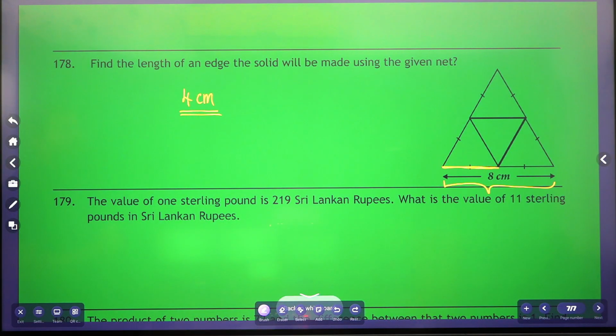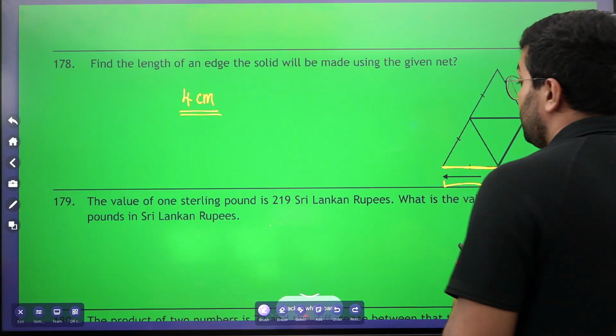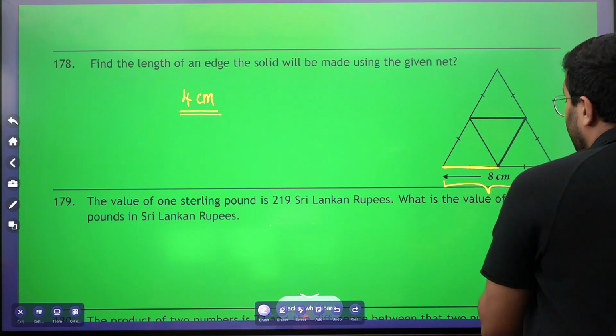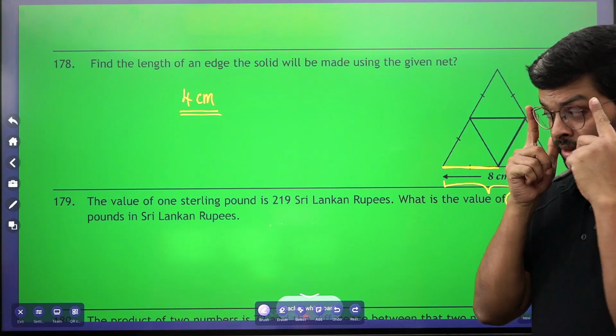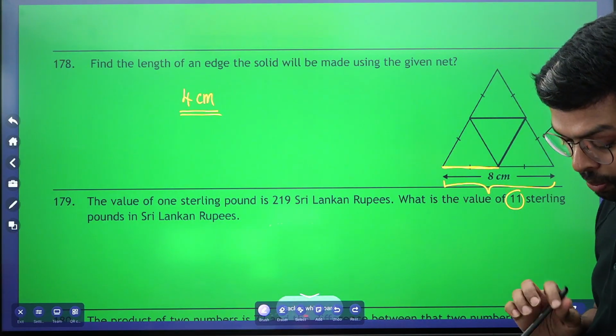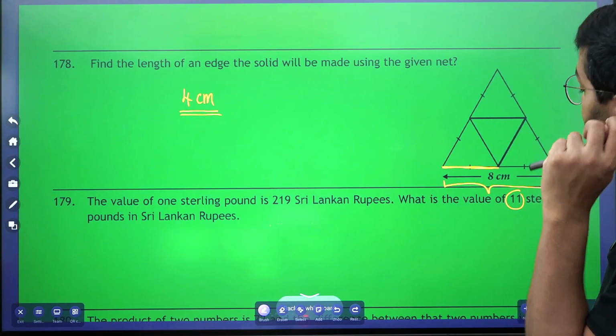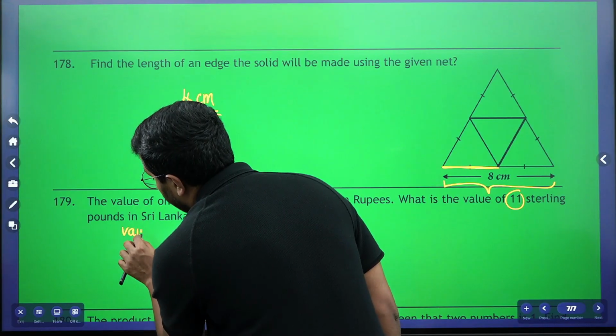The value of 1 sterling pound is 219 Sri Lankan rupees. What is the value of 11 sterling pounds in Sri Lankan rupees? The value of 1 sterling pound is 219 rupees. Alright. What is the value of 11 sterling pounds?